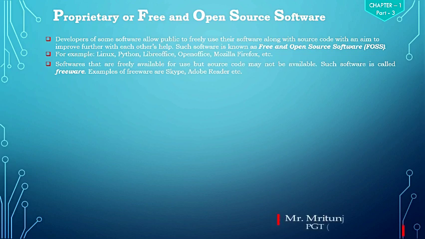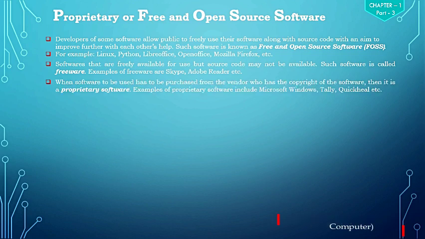Now the third is proprietary software. What is proprietary software? When software has to be purchased from the vendor who has the copyright of that software, then it is called proprietary software. Like Windows, it has to be purchased from Microsoft, so we need a license while installing the Windows operating system. So this is proprietary software.